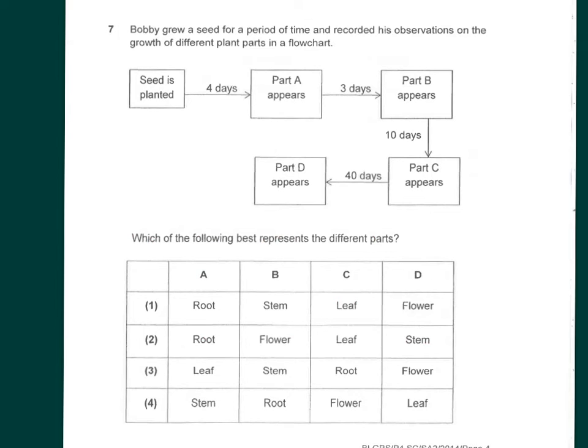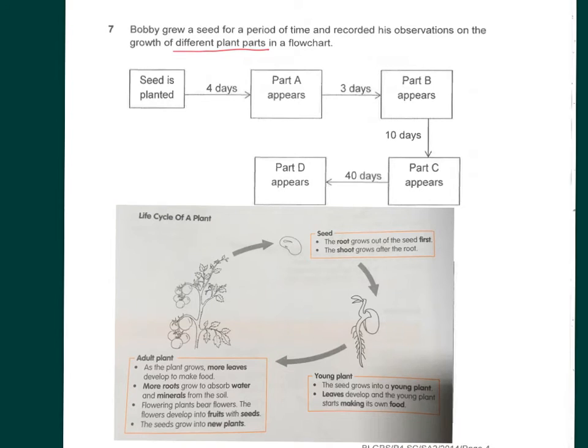Question 7. Bobby grew a seed for a period of time and recorded his observation on the growth of different parts in the flow chart as shown. Different parts of a plant. So for this question, you must be pretty familiar with the developmental changes as a seed germinates and grows into a young plant. So for your quick revision, here is the life cycle of a plant.